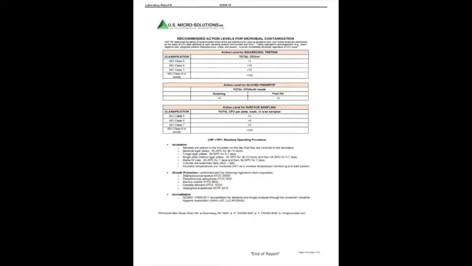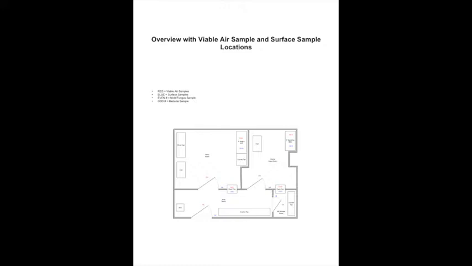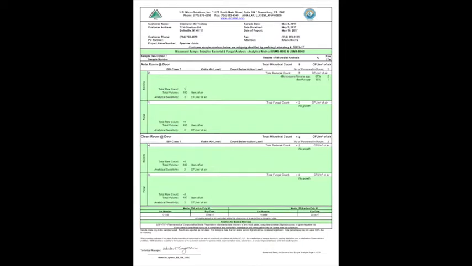The second page is the USP 797 guidelines. These are going to give you your CFU limits per ISO classification, whether it's an ISO 7, 8, or ISO 5 hood. The third page of your report is an overview diagram of your viable air and viable surface sample locations. This is going to display your room and identify the exact location that the viable air or viable surface sample was taken.